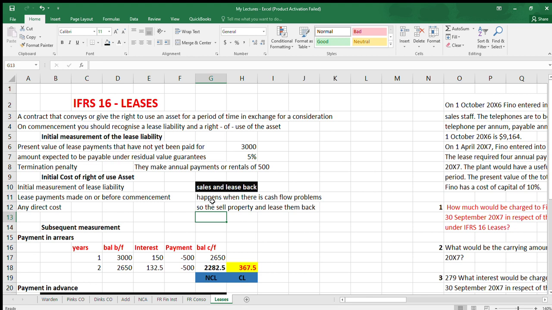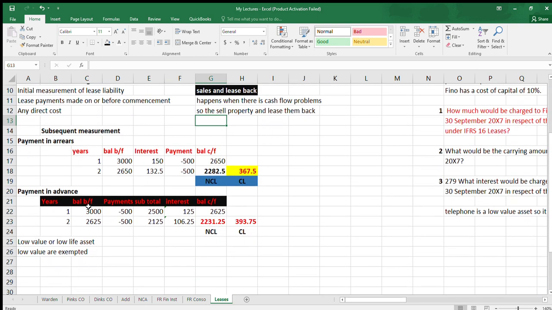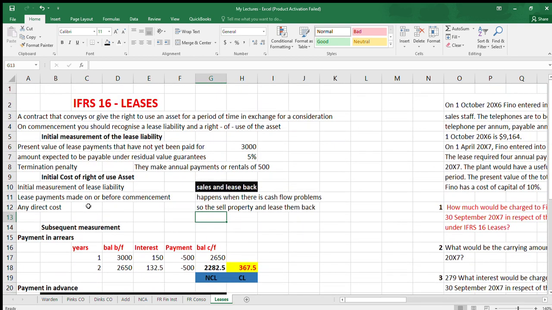So that's all about leases. Okay, that's all you need to know about leases. And with the leases, we capitalize the asset. Are you getting me? But if it is not an asset and it's a low value asset, we just leave it like that. So let's go to this question.